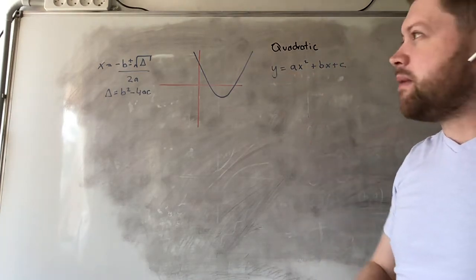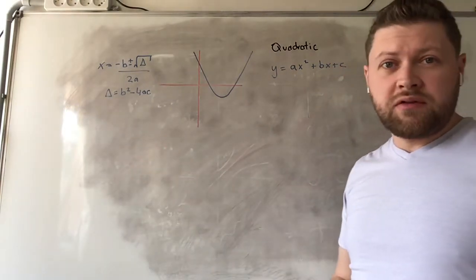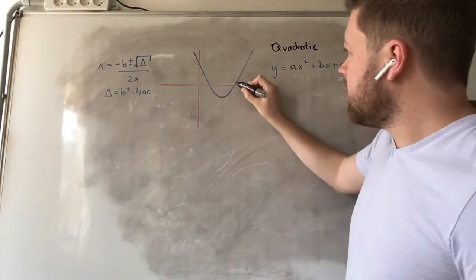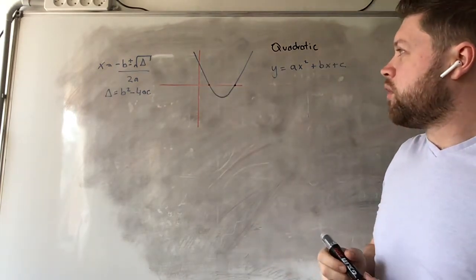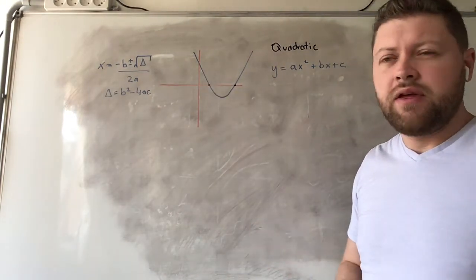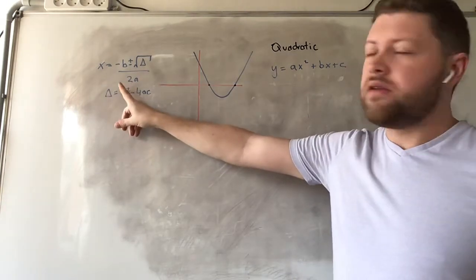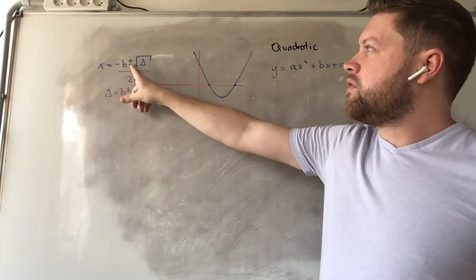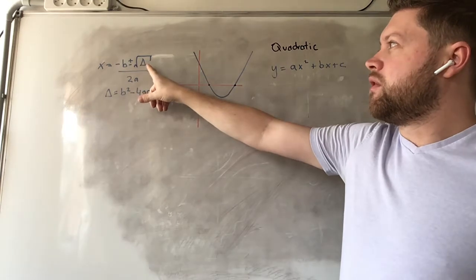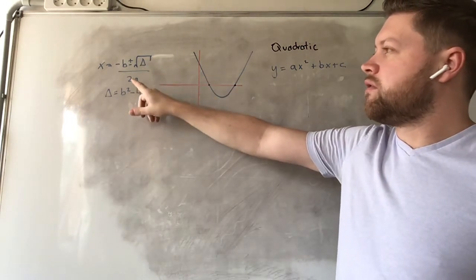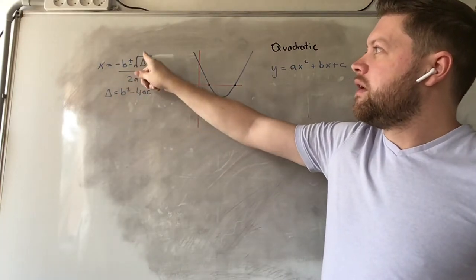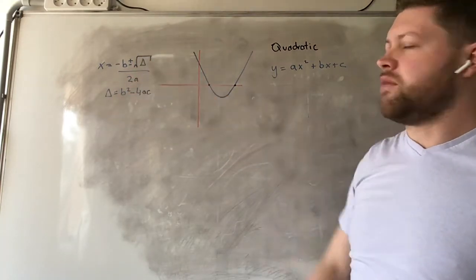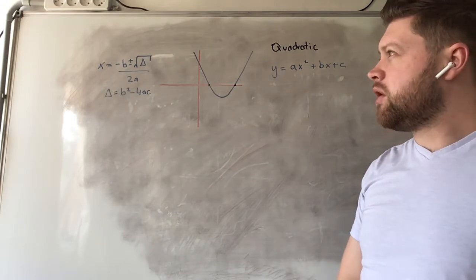And you might also remember that the roots of this equation, the roots being these 2 points here where the parabola crosses the x-axis, that's given by this very famous formula: x equals minus b plus or minus the square root of b squared minus 4ac over 2a. Now here I've just replaced b squared minus 4ac with delta in the square root just to make this simpler, okay? You might remember that from before.